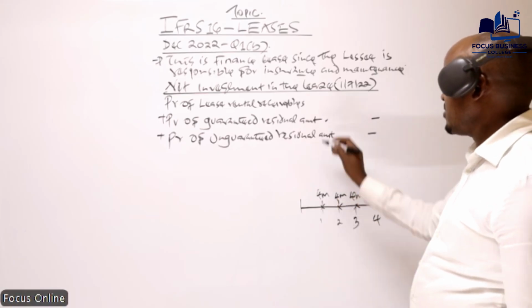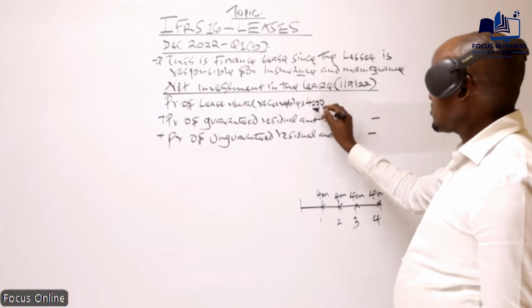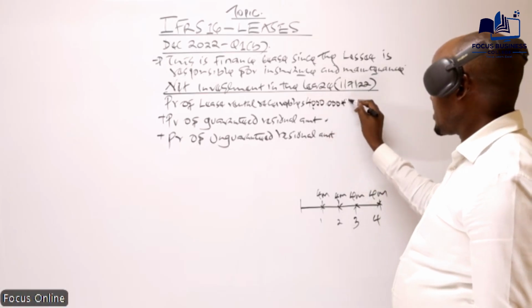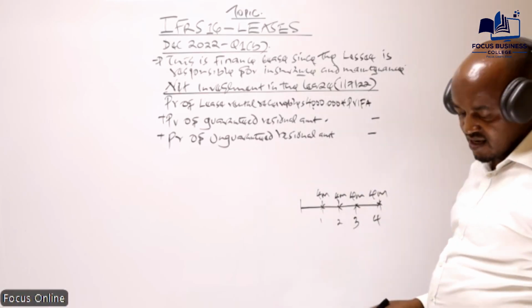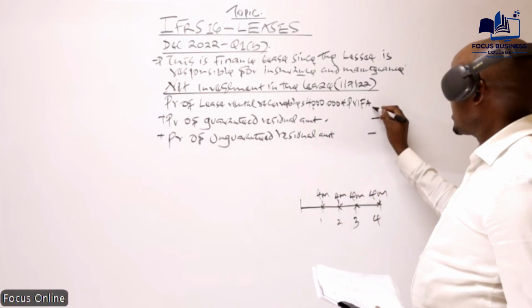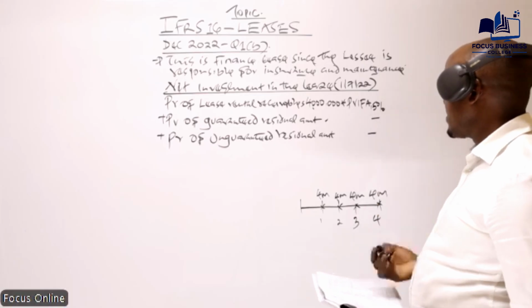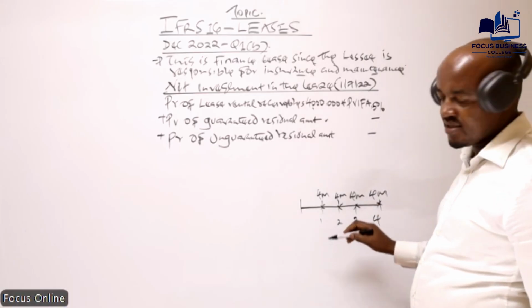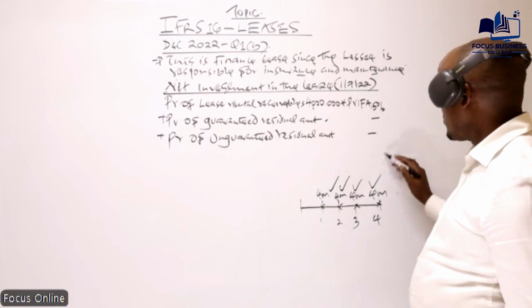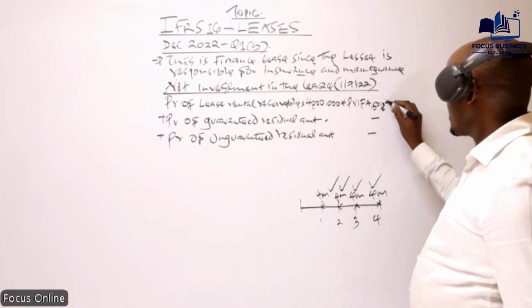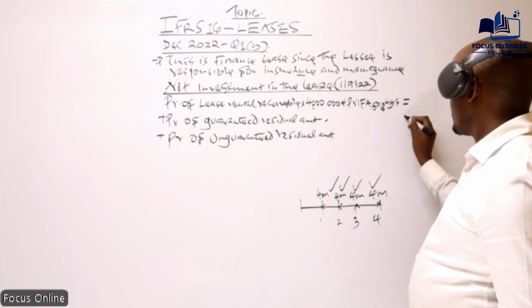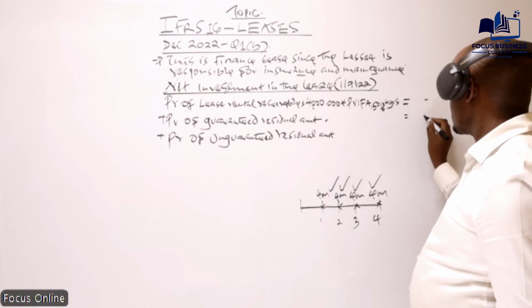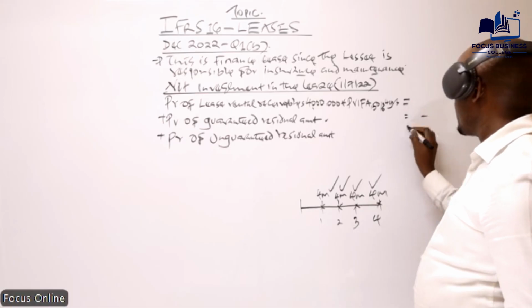So how do we discount this one? We take 4 million and multiply it with the PVIFA, the present value interest factor annuity. Are we given the interest rate? Yes, at the interest rate of 15%. And for how many years? 1, 2, 3, 4. For 4 years. So basically what we need to do is to compute this particular value here.